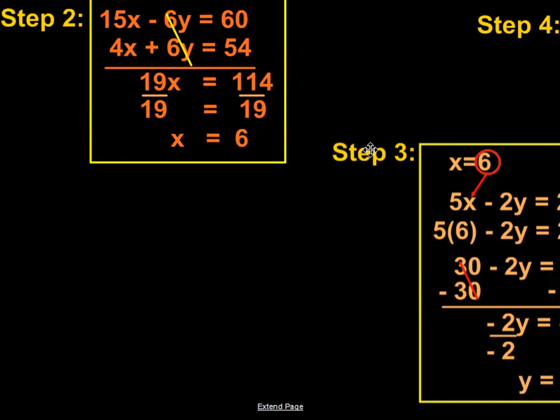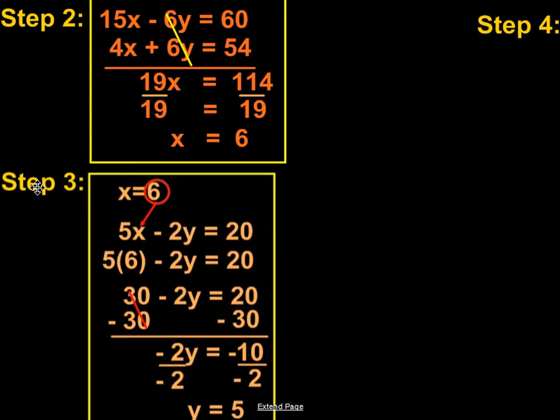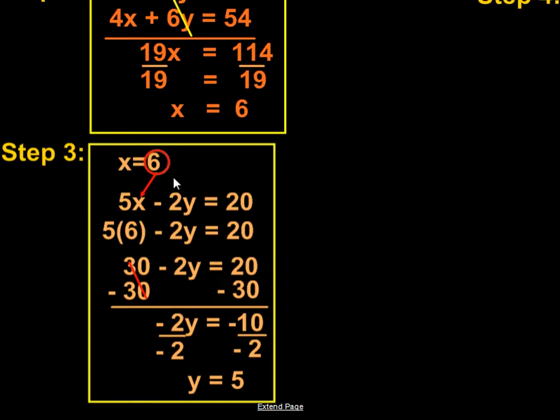So taking a look at step number 3 now, knowing that x equals 6, I'm going to plug that back into the 5x minus 2y equals 20. So that's going to be 5 times 6 minus 2y equals 20. So 30 minus 2y equals 20. And if I subtract 30 on this side and 30 on this side, I'm left with negative 2y equals negative 10. If I divide by negative 2 on each side, I'm left with y equals 5.